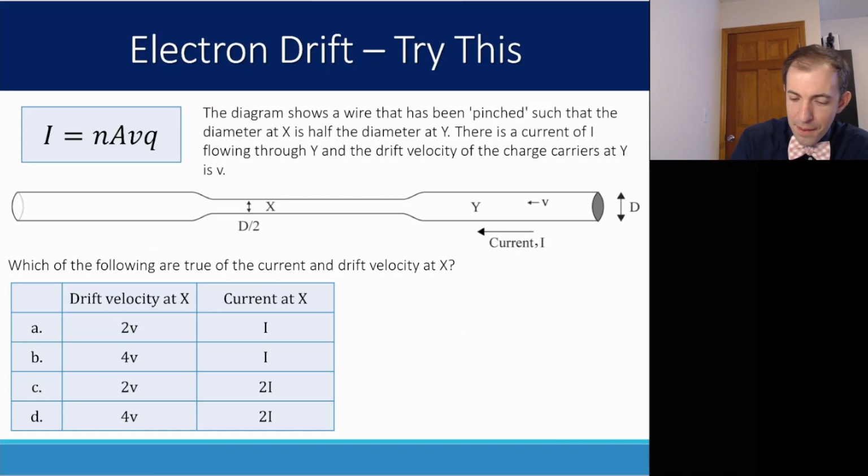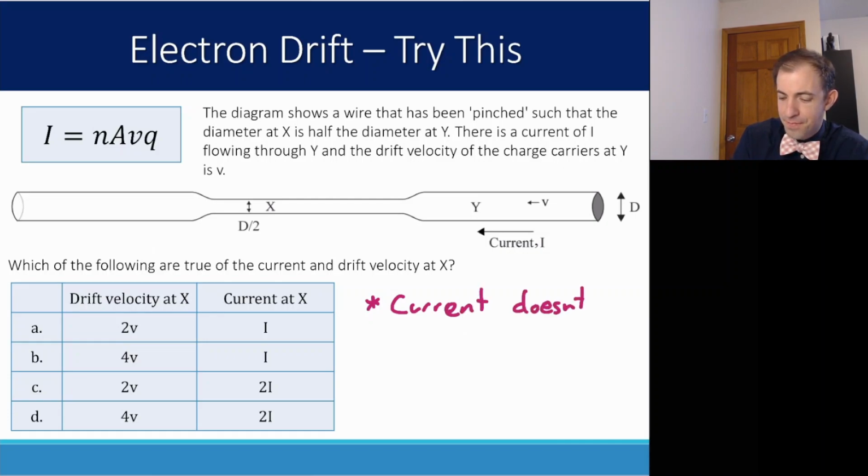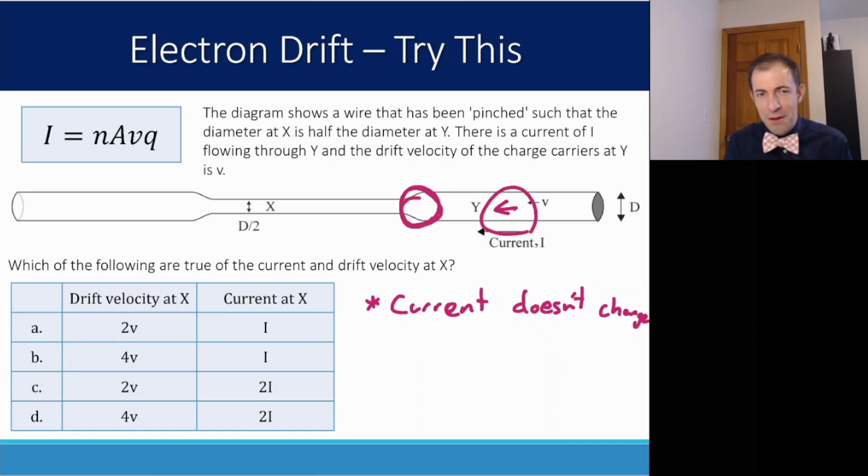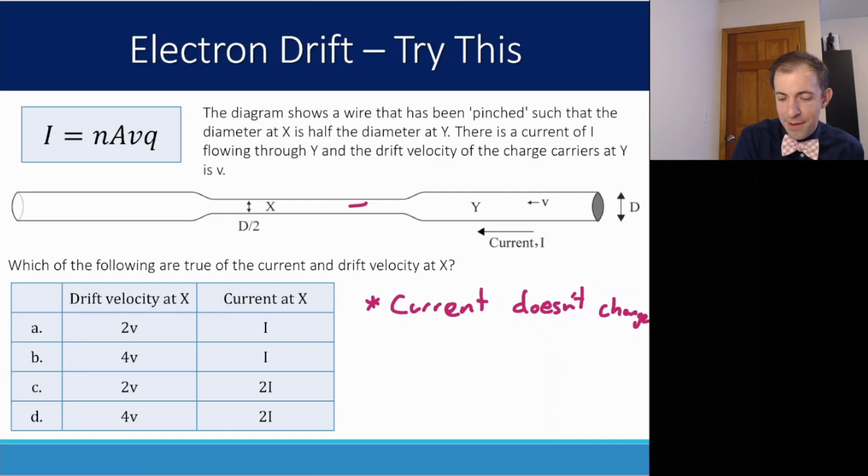Well, an important piece here is that current doesn't change. The reason why current doesn't change is that in order for current to flow through here, those amount of charges need to be able to keep going. If that amount of charges flowing through somehow got smaller, you'd have a huge pileup, and that would then slow down the current there. So for the current to truly be I there, the current has to be I flowing through here as well, which means that limits our options pretty substantially right away.